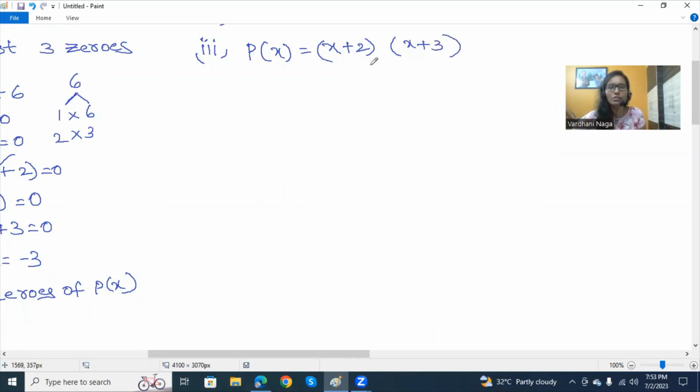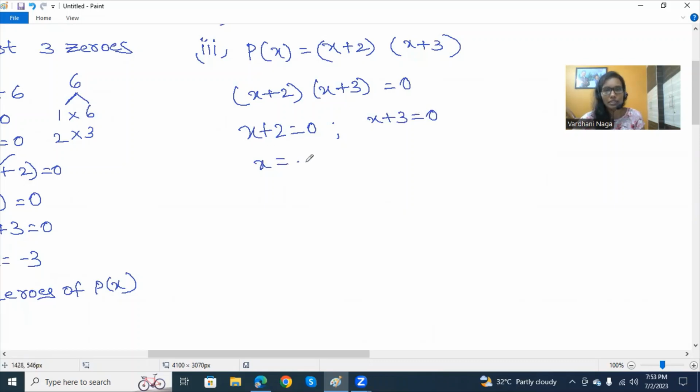So for finding the zeros of the polynomial, take the polynomial and equate it to 0. x plus 2 into x plus 3 equal to 0. Here the polynomial is already factorized. So simply you take the first factor equal to 0 and the next factor equal to 0. So x is equal to, when you transpose to the other side, it is minus 2, and when you transpose the other side, minus 3. Therefore minus 2 comma minus 3 are the zeros of the given polynomial, zeros of p of x.